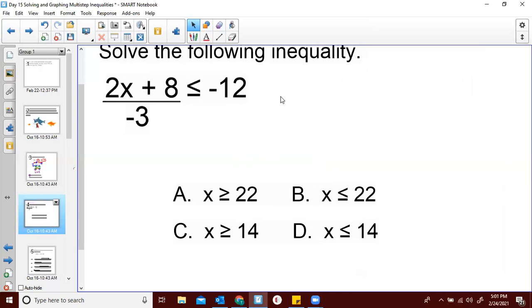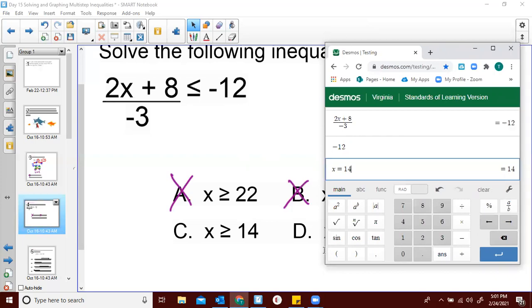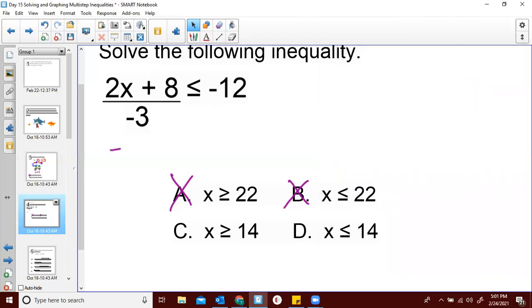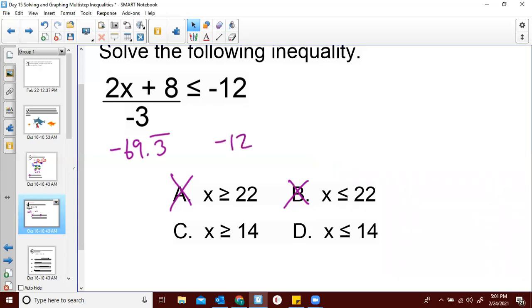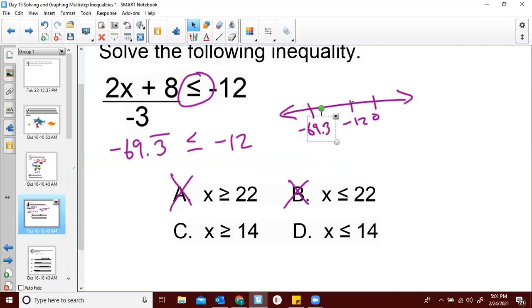-12, I should say. So A is out, B is out. So I'm just going to look at C. All right, so let me go ahead and plug in a big number, 100. Let's just plug in 100. And you'll see that from my left-hand side, I get -69.3 repeating. And from my right-hand side, it just stays -12. Let's see, is this correct with our sign? Is -12 greater than -69? It is, right? If I have a number line and I have 0 here, -12, -69.3 is down here. And you know, the further to the right on the number line, the greater it is.